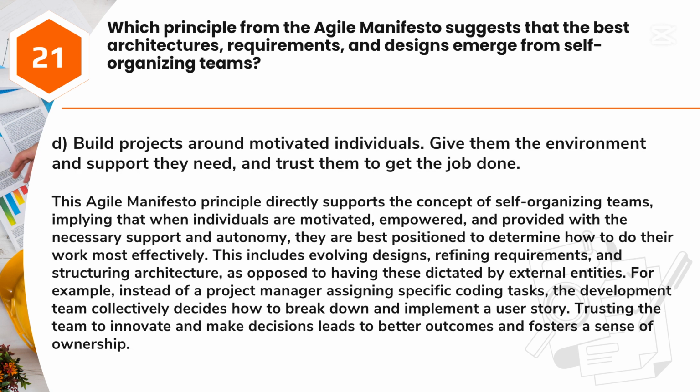Answer: D. Build projects around motivated individuals. Give them the environment and support they need, and trust them to get the job done. This Agile Manifesto principle directly supports the concept of self-organizing teams, implying that when individuals are motivated, empowered, and provided with the necessary support and autonomy, they are best positioned to determine how to do their work most effectively. This includes evolving designs, refining requirements, and structuring architecture, as opposed to having these dictated by external entities.